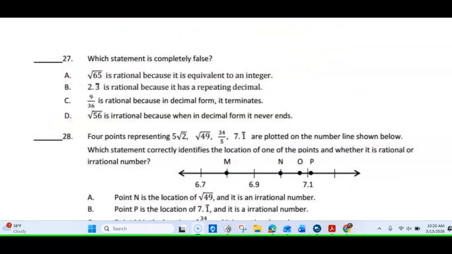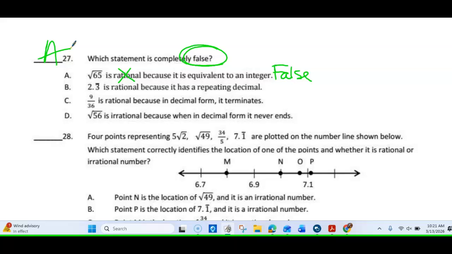All right, on the back, this one says which one is false. False. The first one says the square root of 65 is rational. You should have found that 65 is a ... So that is not true. 2.3 repeating. Well, we don't have to do any more because that one is false. So you should have picked letter A. 4 points representing these numbers are plotted.